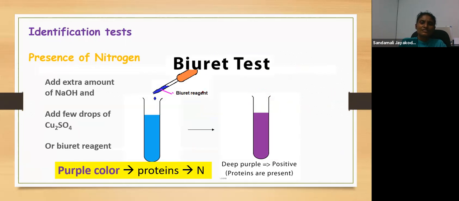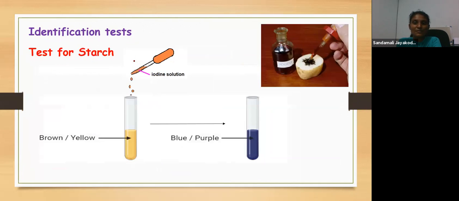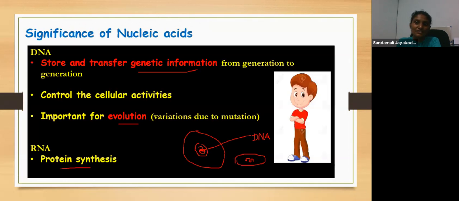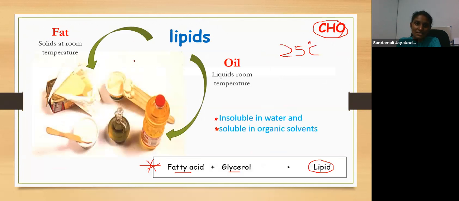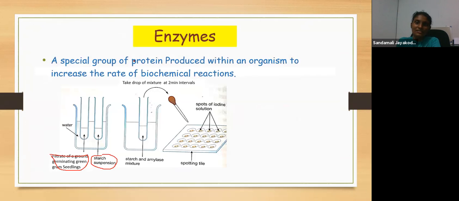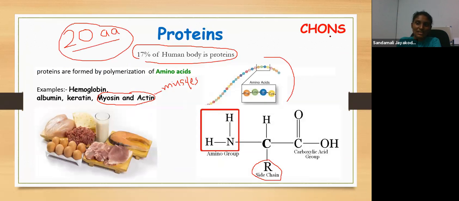The final thing. So this is very easy to remember. Nitrogen is an element present in protein, as we discussed. We learned here that nitrogen is present in proteins.